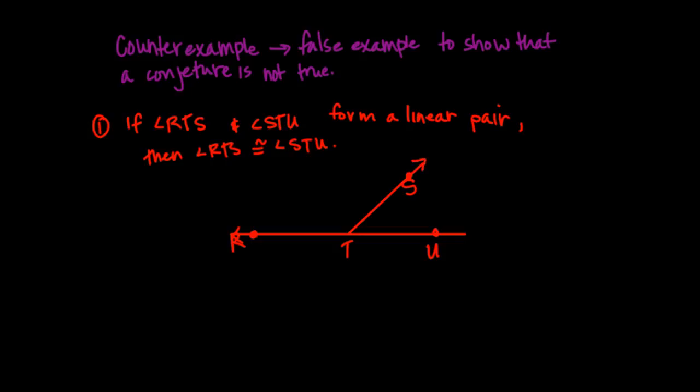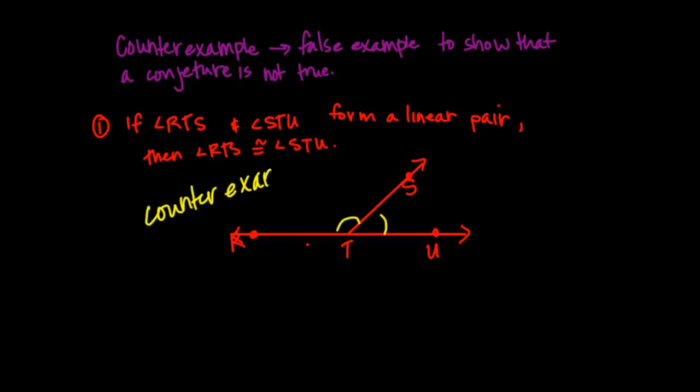All right, now I specifically drew this example so that these are not congruent to each other. So this is my counterexample. The question is, RTS and STU, do they form a linear pair? The answer is yes. When I add those two together, they add to be 180. TS is the shared ray. They share a vertex, and the rays that they don't share, TR and TU, form a straight line, right? They're a straight angle on the back side. So angle RTS and angle STU are not congruent to each other. So this would be my counterexample.